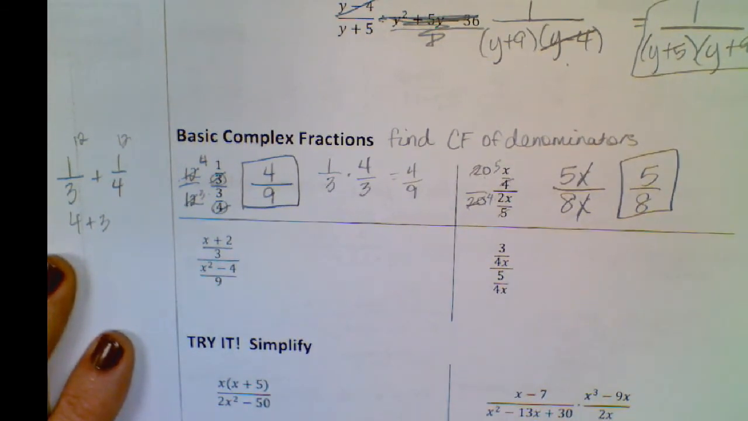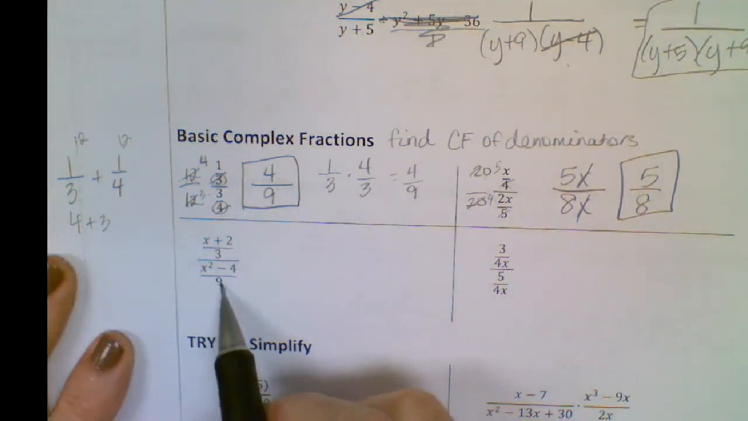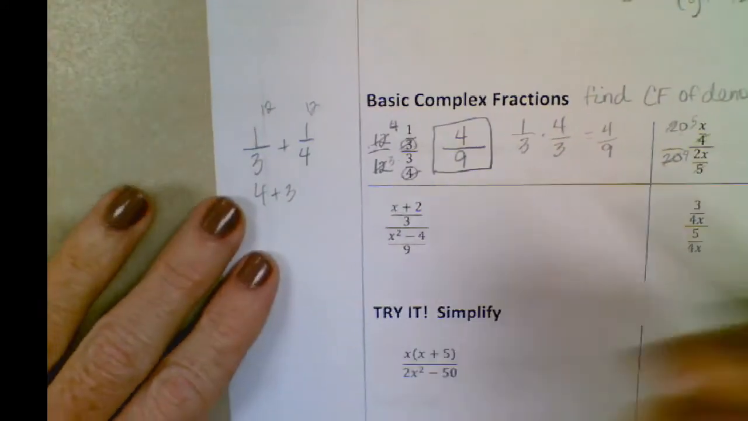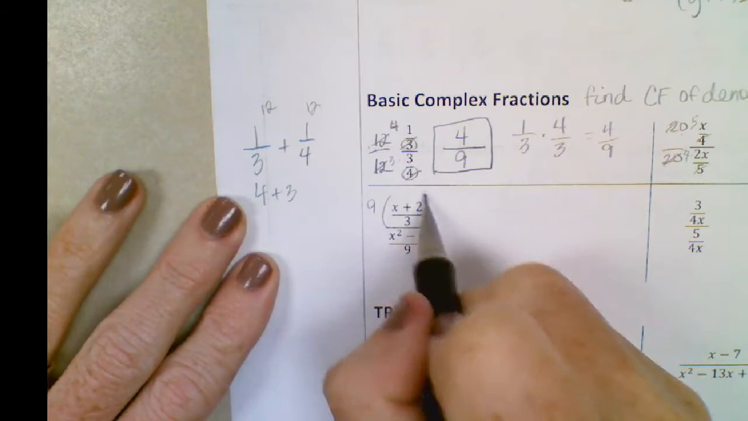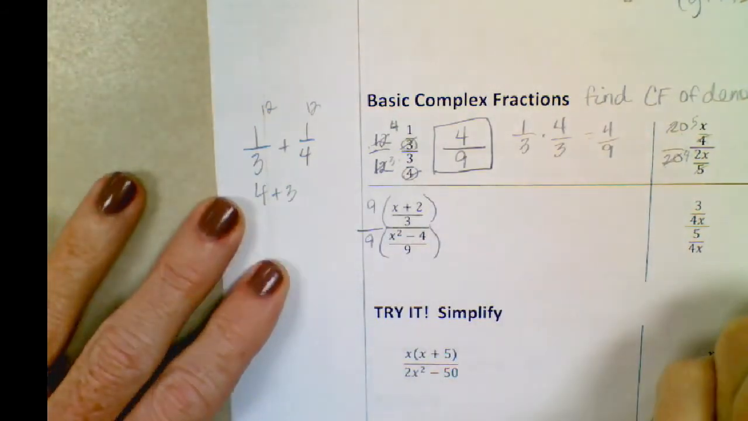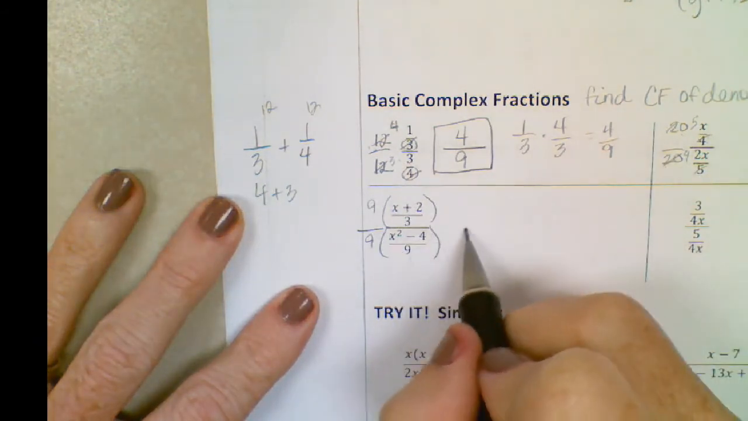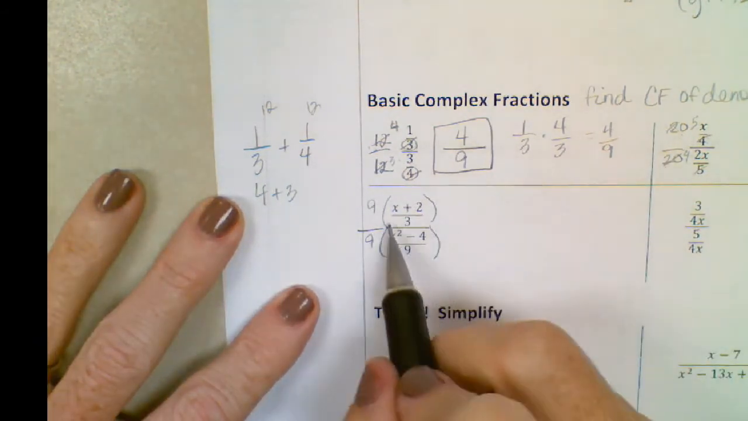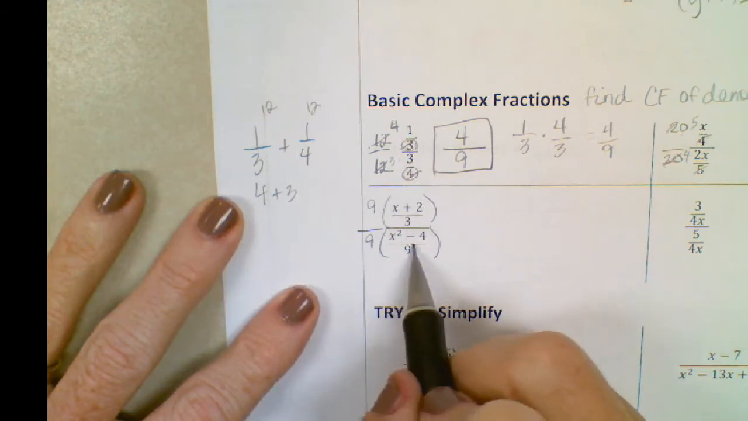So much better, so much easier. So now let's do the same thing here. So the number that my denominators go into is 9. So I'm going to multiply this entire thing by 9 and this entire expression by 9. So let's do the bottom one first because that seems pretty easy. So we have 9 and 9 just cancel out.